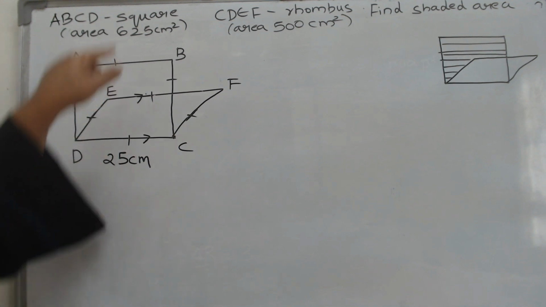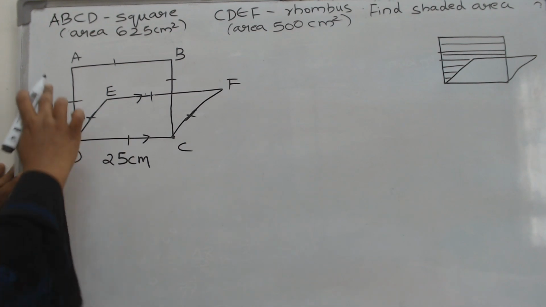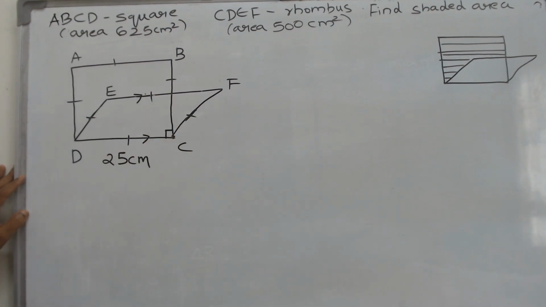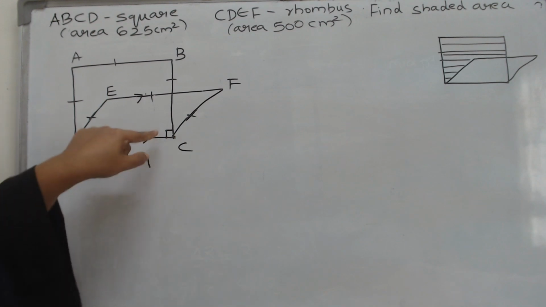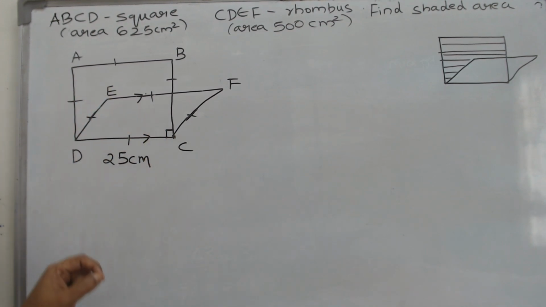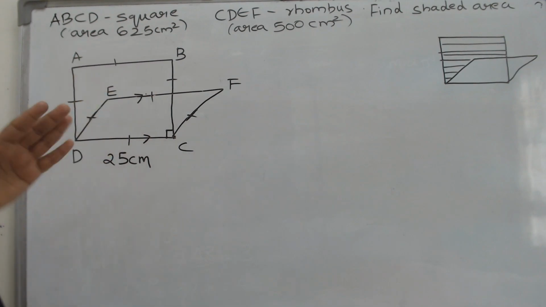What is different between a square and a rhombus? In a square, we know that all the four angles are 90 degrees, but unfortunately, we cannot say that about a rhombus. In a rhombus, there is no guarantee that all the four angles are going to be 90 degrees. At most, what we can say is that opposite angles are equal and the adjacent angles are supplementary. That's all we can say.